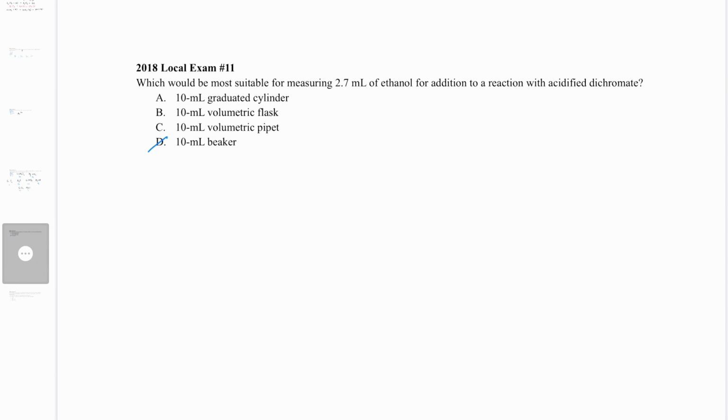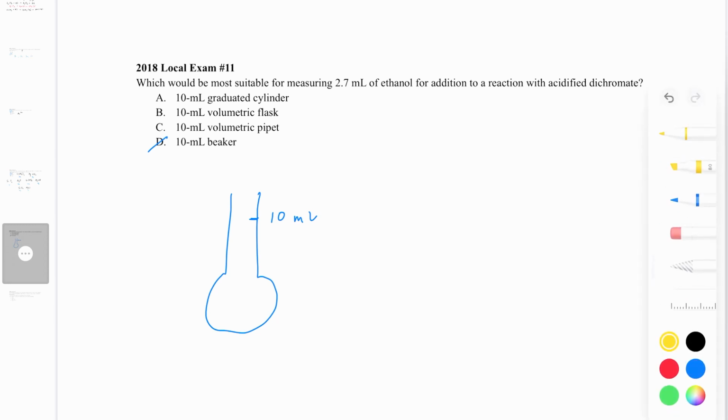Now you have a 10 mL graduated cylinder, a 10 mL volumetric flask, and a 10 mL volumetric pipette. The thing about the volumetric flask and the volumetric pipette is that they both only have one mark. So if you have a flask, let me just draw a flask like this. You would only have one mark at the top that tells you that you're at 10 mL. So although you might have 2.7 mL, and at 2.7 mL you might be around here, you would never know that you have 2.7 mL. There's not a mark here that says 2.7 mL. So the same thing goes for the volumetric pipette, and for that reason you couldn't use them.